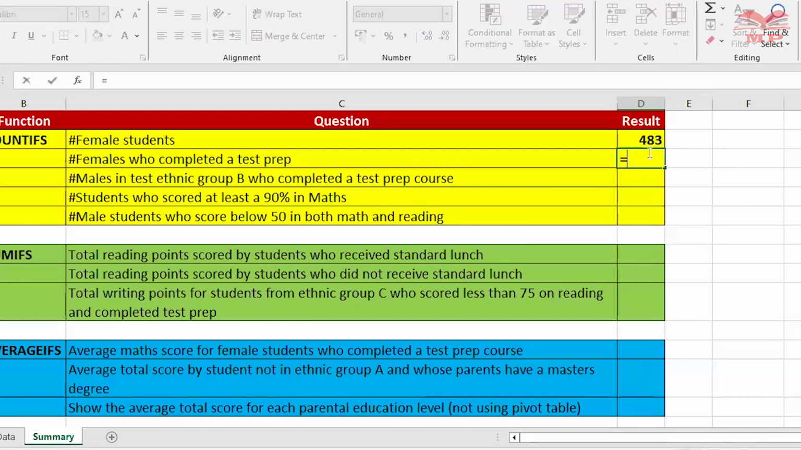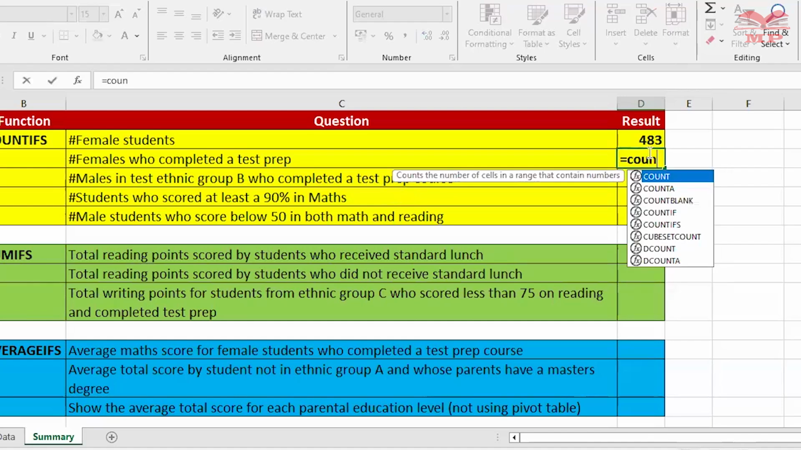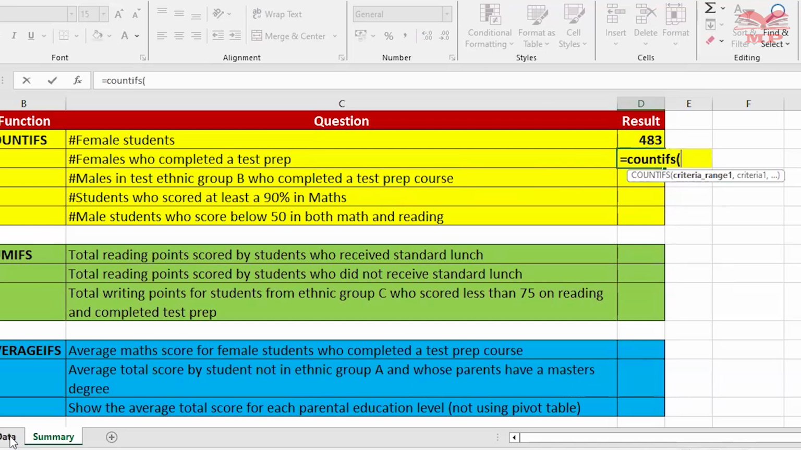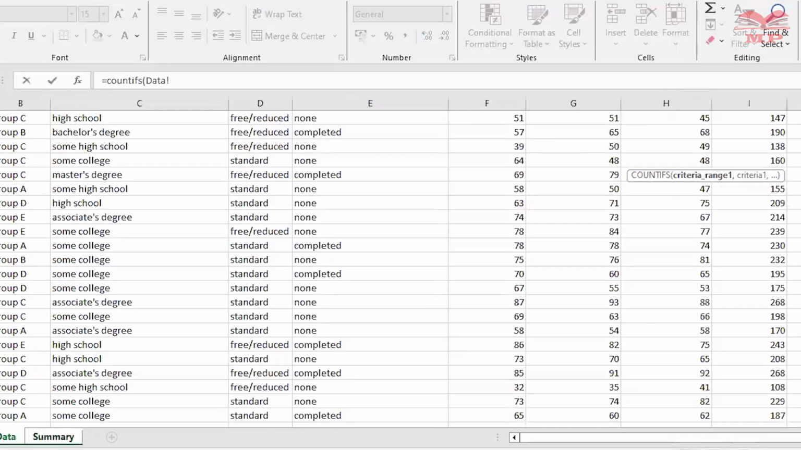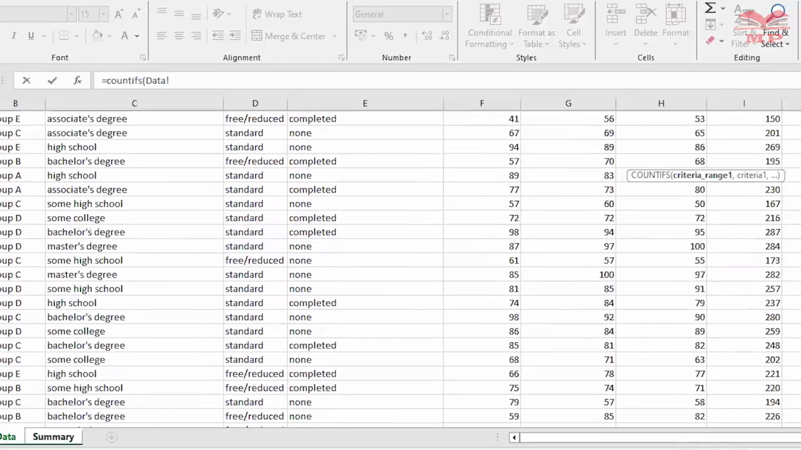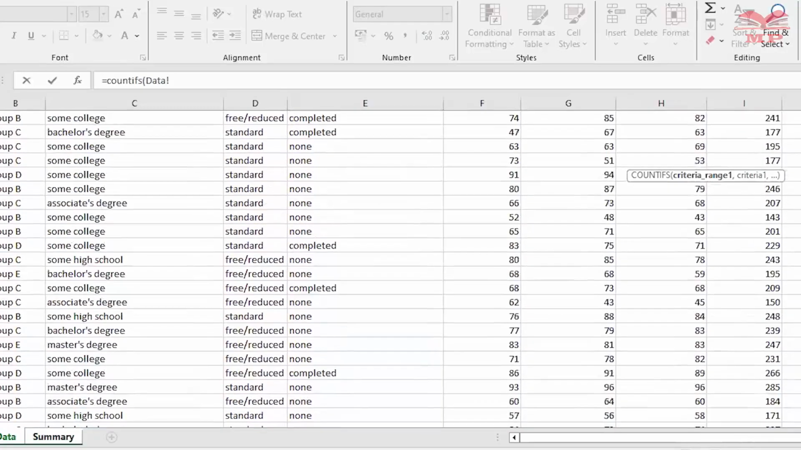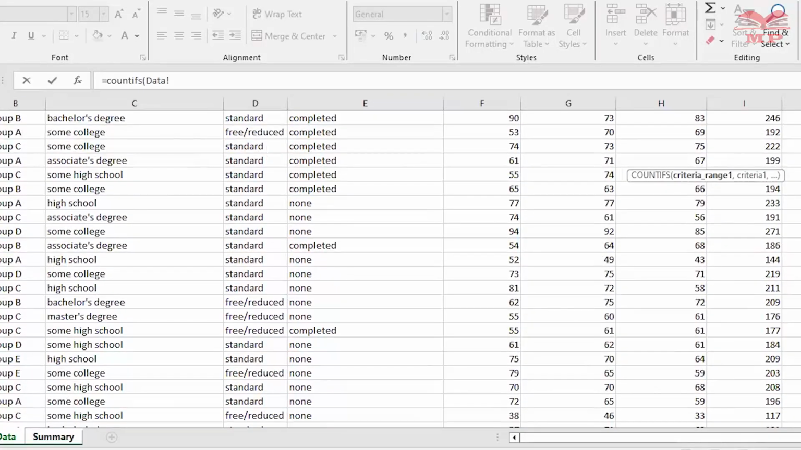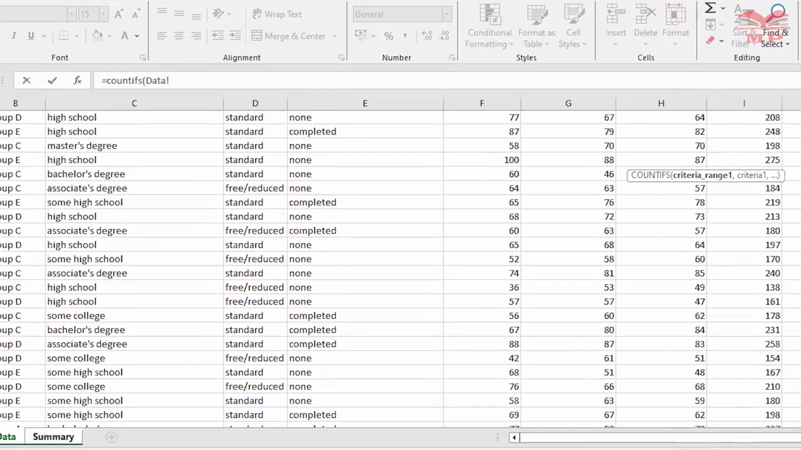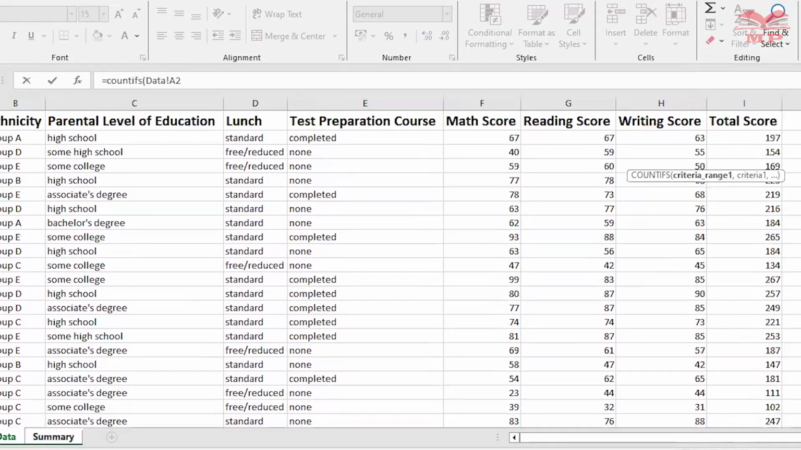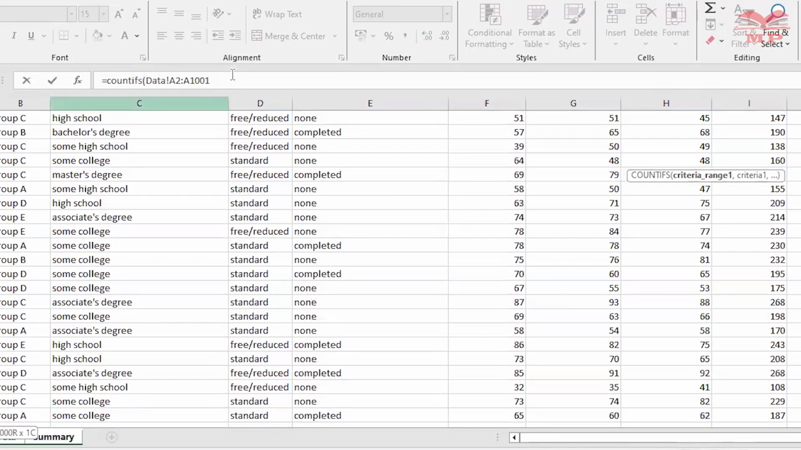Let's quickly run through this again. Count ifs, bracket. So we will be using two fields there. So let's use the gender one first. And the criteria for the gender is female again.